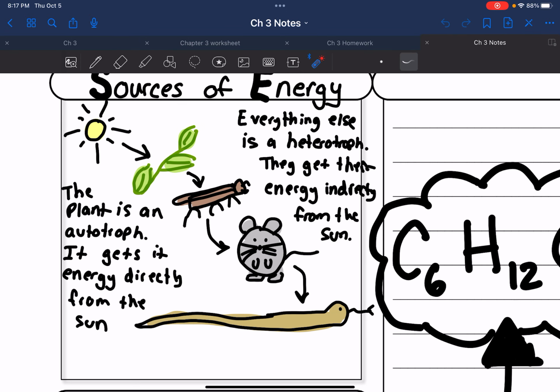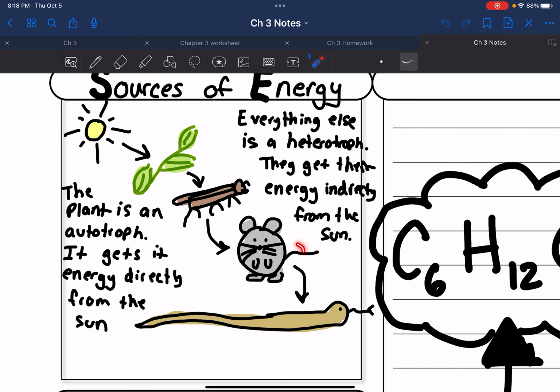But here's how this works. Here's the sun. This is a plant. The plant is getting its energy directly from the sun. And then here's a cute little grasshopper, right? Grasshopper is going to eat the plant. The grasshopper is getting its energy indirectly from the sun because there's kind of a middleman in there, right? But technically, in a weird way, he's still getting energy from the sun.